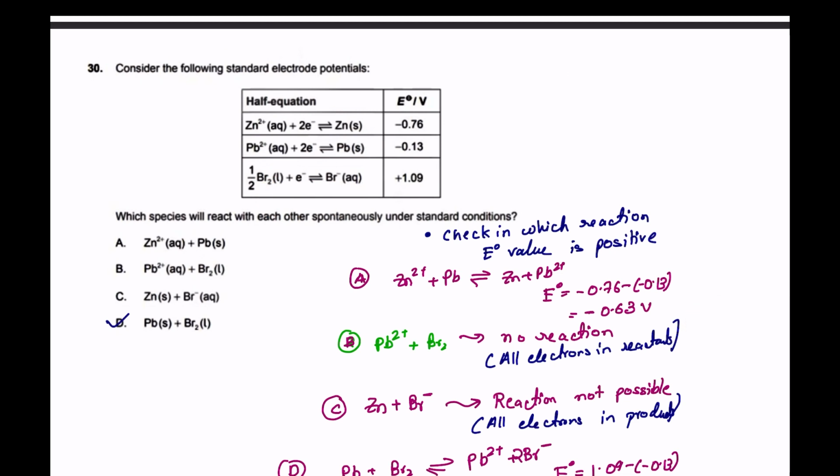Part C again, Zn and Br minus. Now Zn will get converted to Zn2+, which is an oxidation reaction. Br minus will get converted to Br2, which is also an oxidation reaction. Two oxidation reactions cannot go simultaneously in one direction. It should be one oxidation, one reduction. So again, there is no reaction possible for option C.